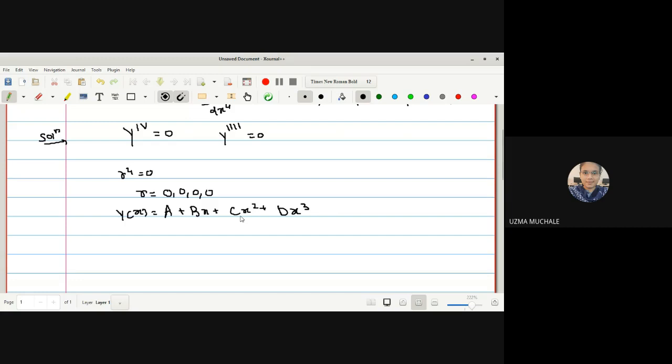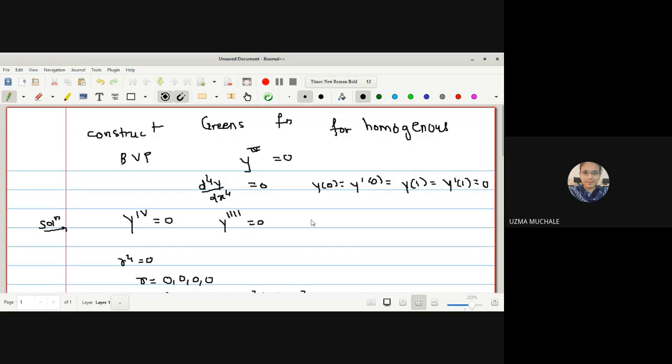This is the solution, y of x equal to A plus Bx plus Cx square plus Dx cube. Remember this from the differential equation first semester paper. Now you have to find the values of those constants. If these are equal to 0, then we get the trivial solution, and hence the Green's function exists.